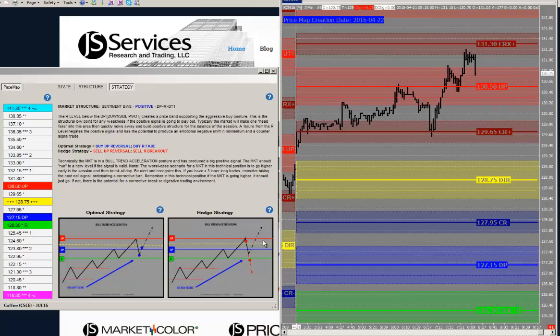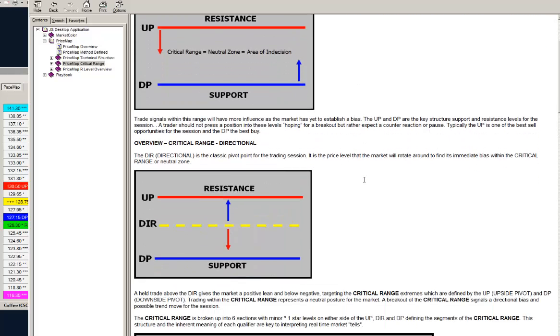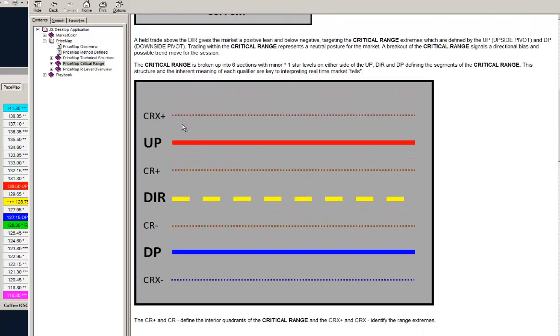So the real opportunity is actually going to be a sell, because the market's a little extended. You had this big positive signal, you gapped higher, and you're moving higher, and now you're pressing the CRX plus. The CRX plus is an interesting number. We have our critical range, upside pivot, downside pivot. The directional is the midpoint of that critical range. And that structure breaks down like this.